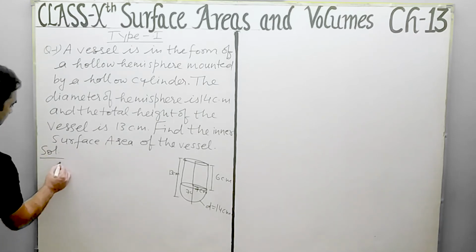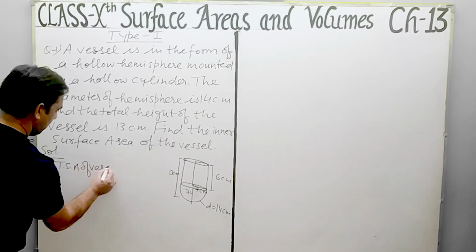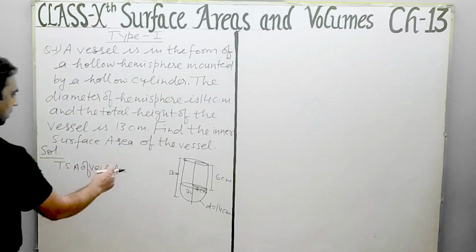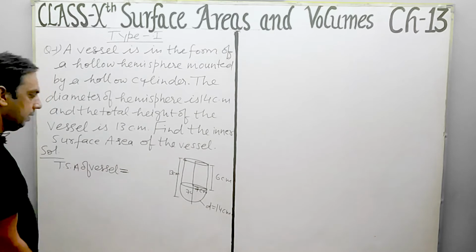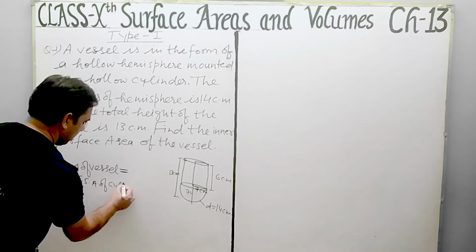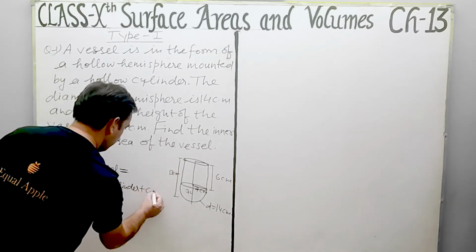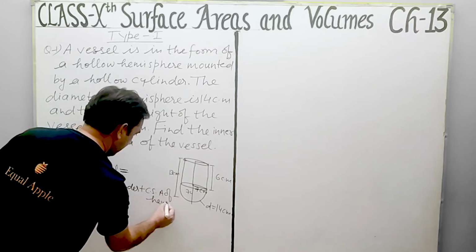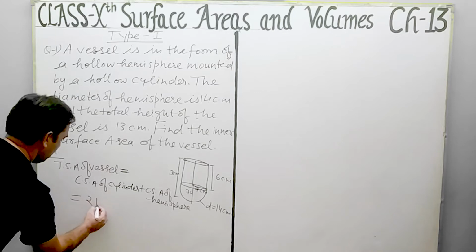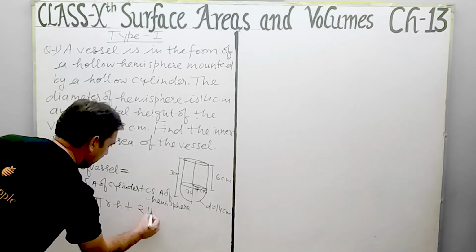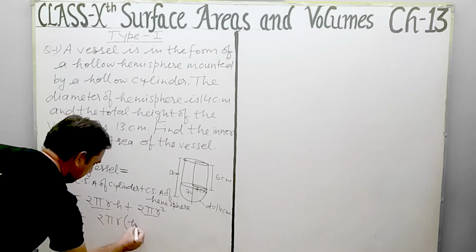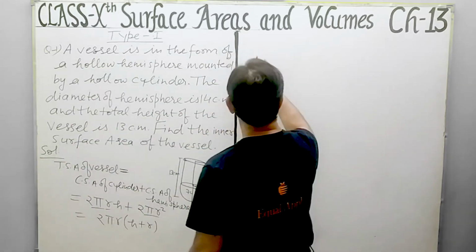So in solution, total surface area of vessel. If we have this kind of question, in which one shape is mounted on the other shape, in total surface area we always take their curved surface areas. Right? So here, CSA of cylinder plus CSA of hemisphere, curved surface area of hemisphere. I have explained all the formulas of that. So CSA of cylinder is 2 pi r h, and hemisphere is 2 pi r square, right? So we can take 2 pi r as common, because it will be easy to solve if you do it this way.